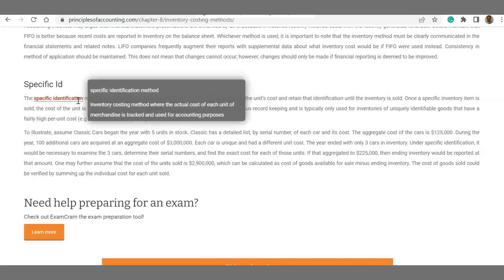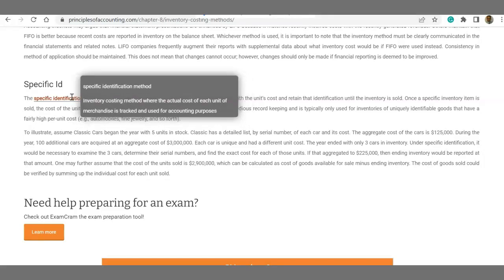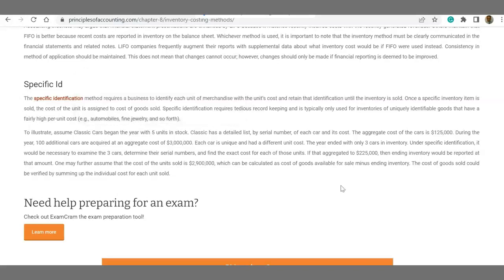But you cannot do specific identification method for so many things that are homogeneous and you are producing millions of those, and that's not going to be used. So specific identification method is good for cars, jewelries, something that is a specific job.